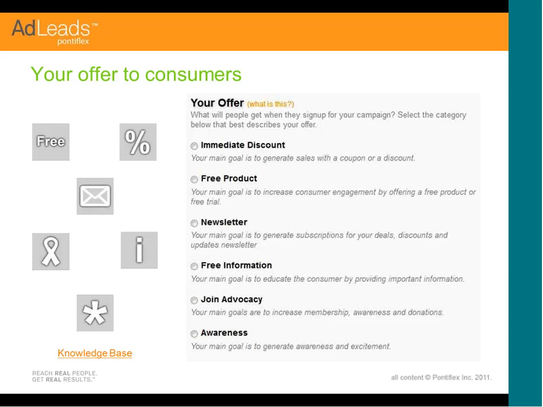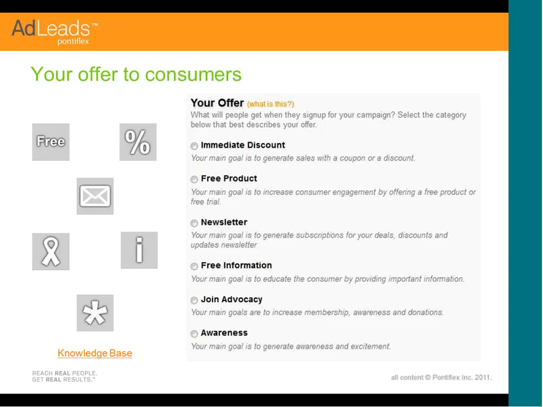So an immediate discount is obviously something where you're offering 30% off when they join your mailing list. Or free product could be an actual sample that they will get when they sign up. Newsletter is pretty self-explanatory. If you are a business that prides yourself on updating your consumers monthly, weekly, whatever the case may be, you want to gain consensus and build upon that list. So you're promoting a newsletter where you're offering them information. Very similar to free information, although free information is really more along the lines of educating the consumer for a change. A lot of times an education company might be using this offer type.